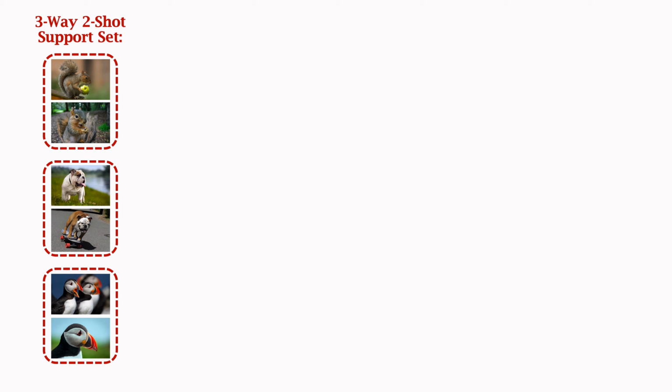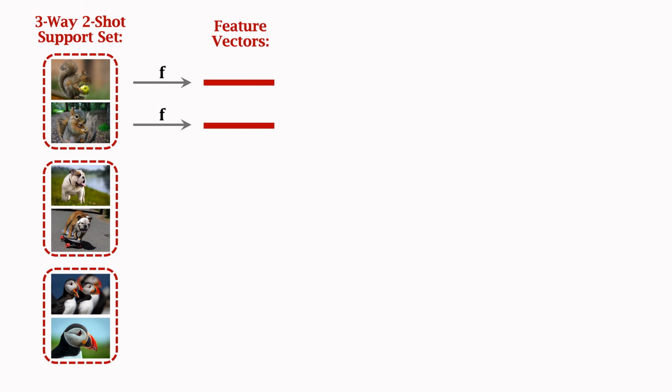Now I'm going to introduce a few-shot prediction method. This method and its variants are used in many papers. In this example, the support set is 3 with 2-shot. There are 3 classes: squirrel, bulldog, and puffin. Each class has 2 samples.